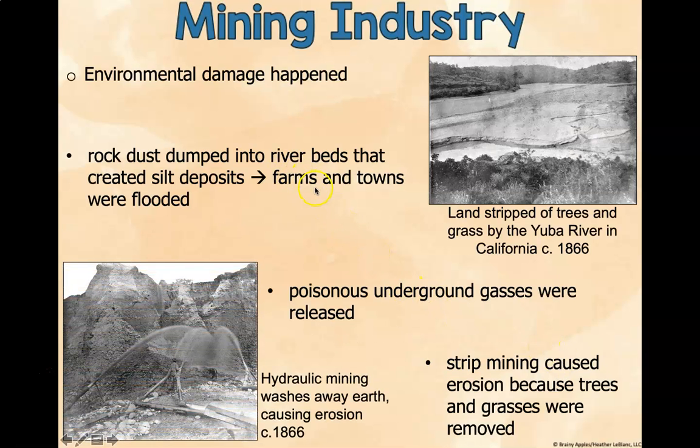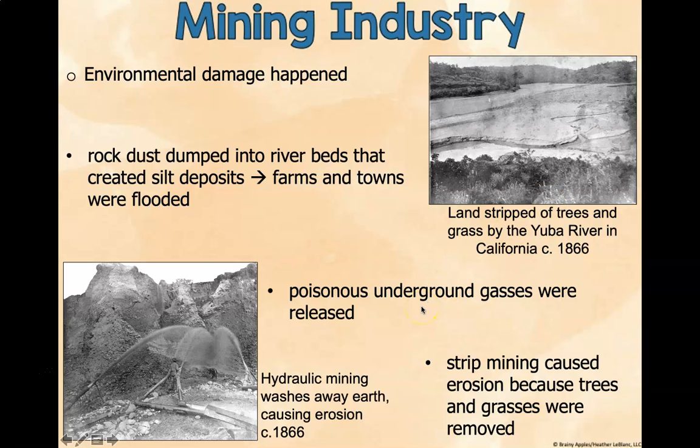Environmental damage also happened. So what occurred? You're digging up rock and things like that. And what would happen? It says rock dust was dumped into the riverbeds, which created silt deposits, which means it gets down to the bottom of the river. Farms and towns were then flooded. So this picture here shows land stripped of trees and grass by the Yuba River in California in 1866.